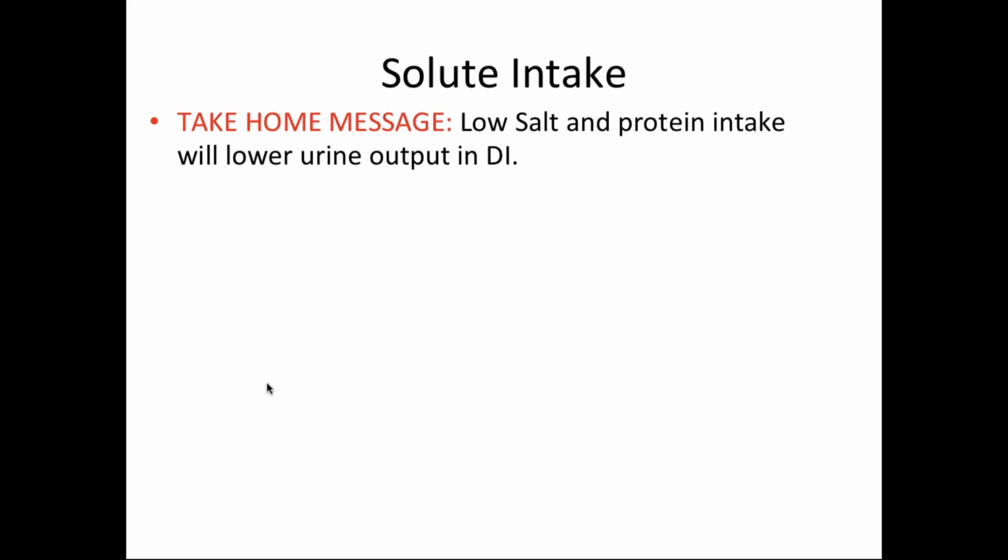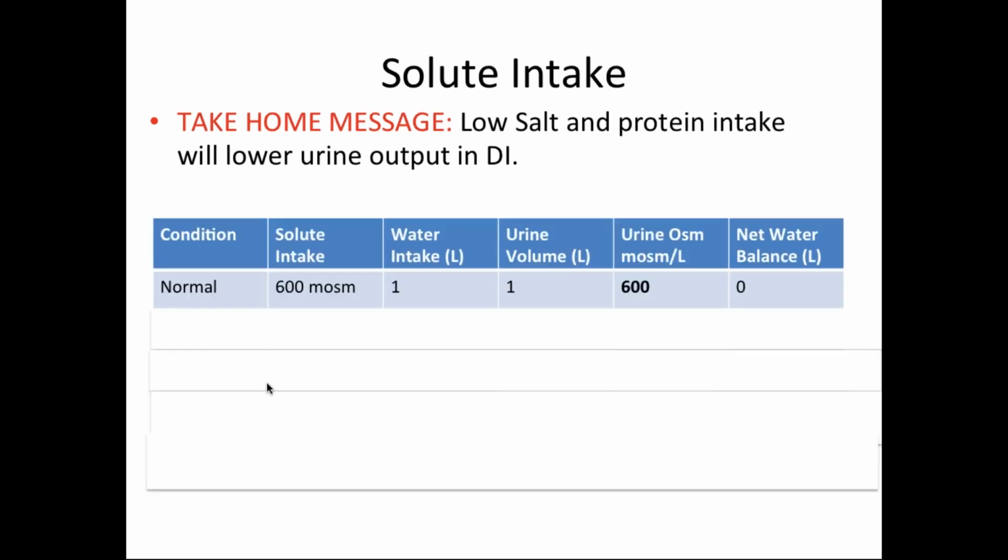So how does solute intake affect the urine output? This is something we've talked about before for both hyponatremia as well as in the basic talk that we had. Low salt and low protein intake will lower the urine output in diabetes insipidus. So let's take a normal person whose normal solute intake is about 600 milliosmoles. If they drink about 1 liter, the body will adjust the urine osmolarity to 600 so that the urine volume is 1 liter.